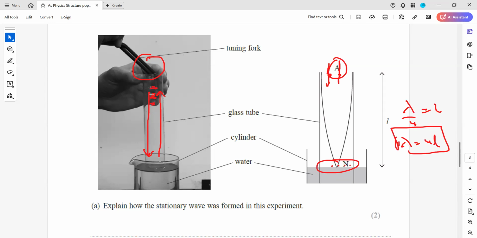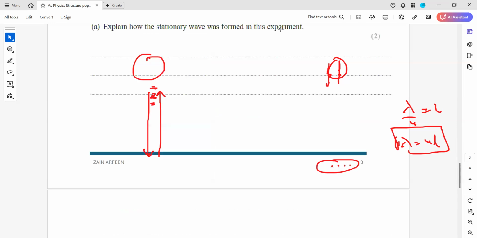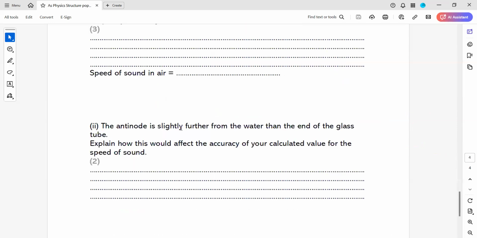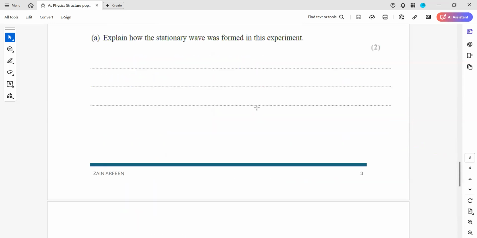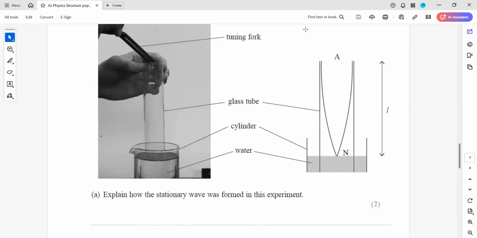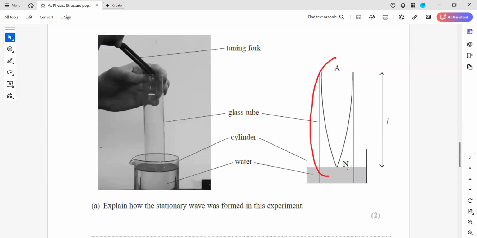Now they're saying that, as a result, the antinode is slightly further from the water than at the end of a glass tube. So the antinode is slightly further from the water, and we must explain how this will affect the accuracy of the result calculated. So what will be the effect of this?